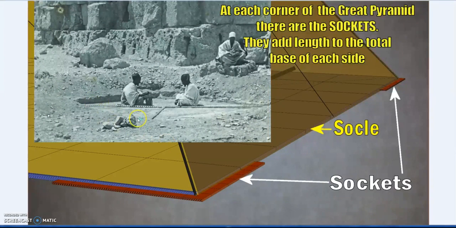At each corner we have something called the sockets. Now there you get an idea of it, but many surveys have been done of this.